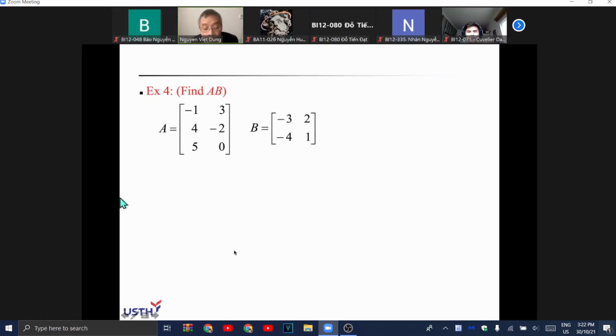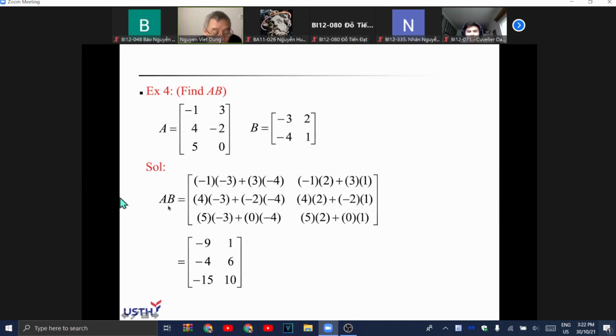Now we begin with an example. Here we are given a 3 by 2 matrix A and a 2 by 2 matrix B. Then the number of columns of A is 2 and the number of rows of B is 2. So it satisfies the requirement, which means we can multiply A by B. Then AB looks like that.